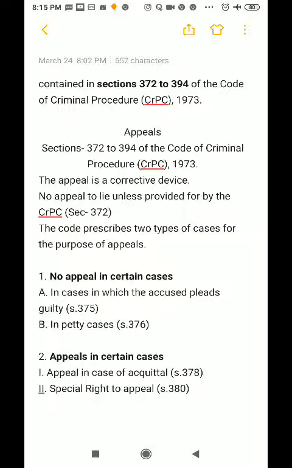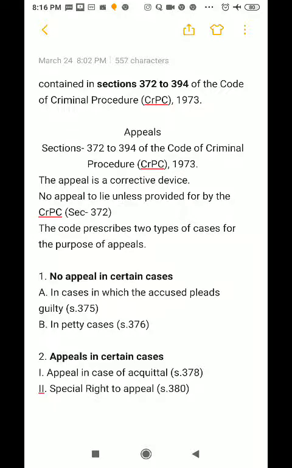So till now it is clear, I hope. If you have any query, let me know. So we can shift to the next portion. The next portion says about appeals in certain cases. So in which cases can we file an appeal?